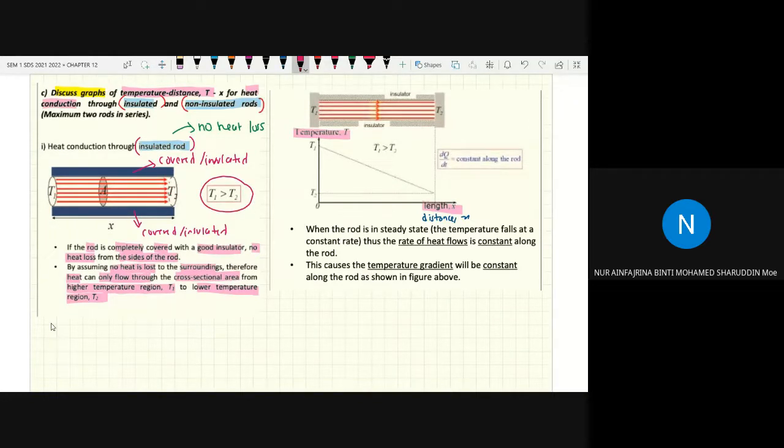Okay, so one conclusion yang awak buat, bila dia insulated, no heat loss to surrounding. Lepas itu, jadi kita tahu dQ dt dia, rate of heat flow dia constant along the rod. Constant along the rod.